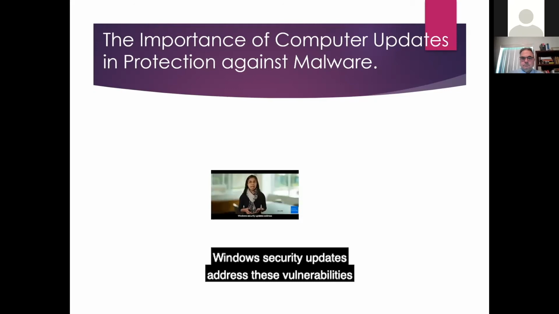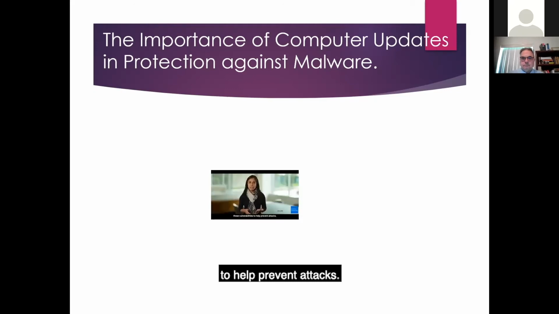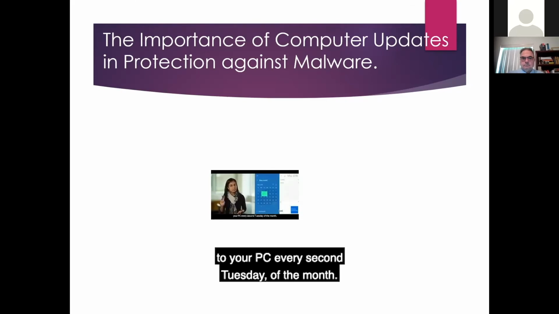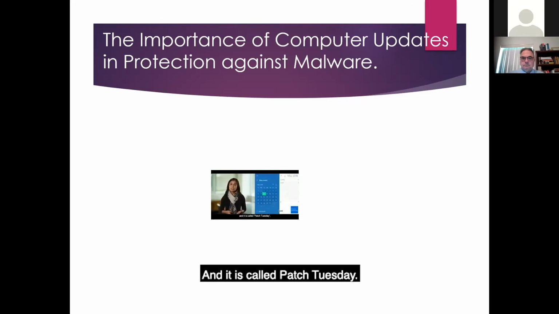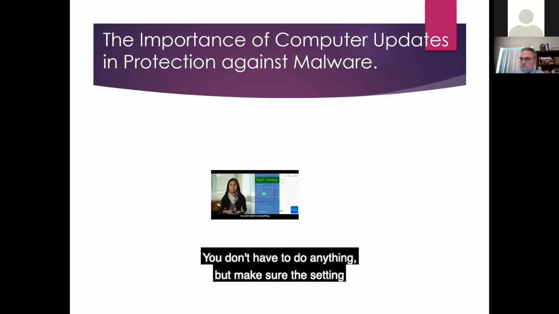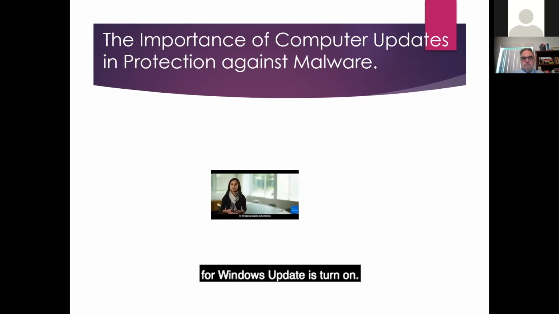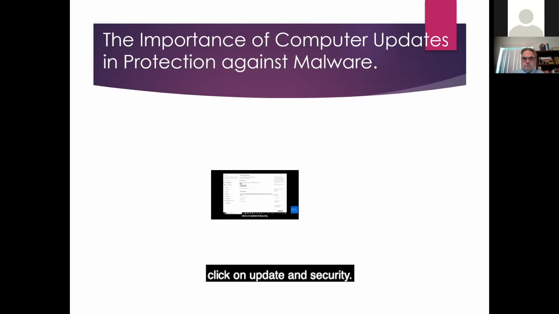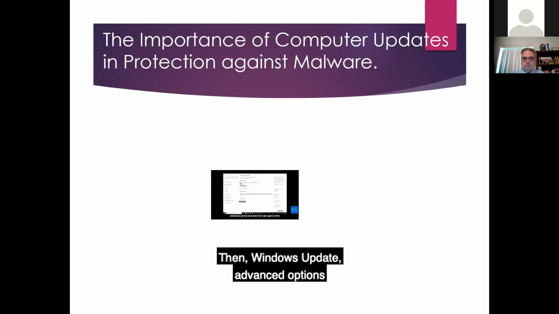Windows security updates address these vulnerabilities to help prevent attacks. To keep you and your PC safe, your computer needs these updates. Fortunately, Microsoft automatically delivers and installs security updates to your PC every second Tuesday of the month, and it is called Patch Tuesday. You don't have to do anything but make sure the setting for Windows Update is turned on. To confirm, on your computer, go to Settings, click on Update and Security, then Windows Update, advanced options, and select the right options for you.